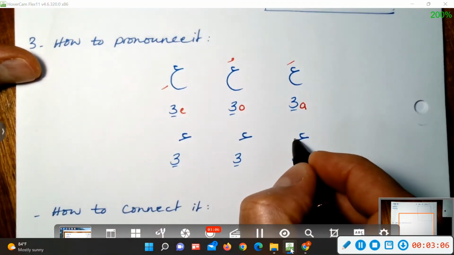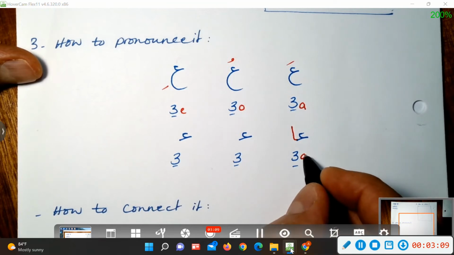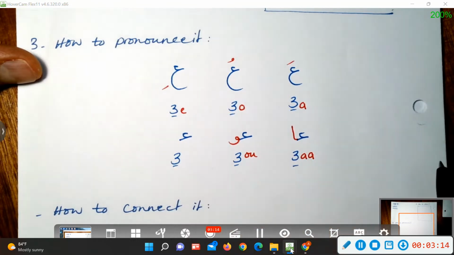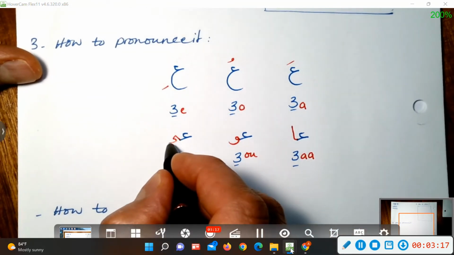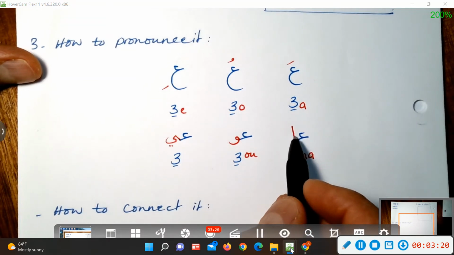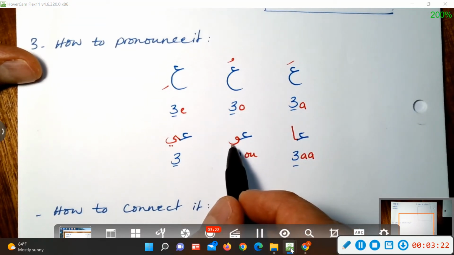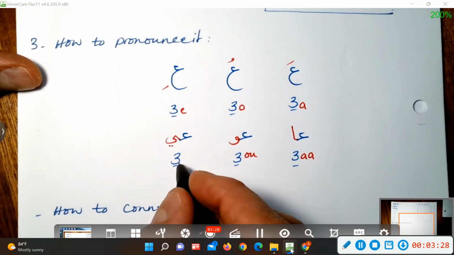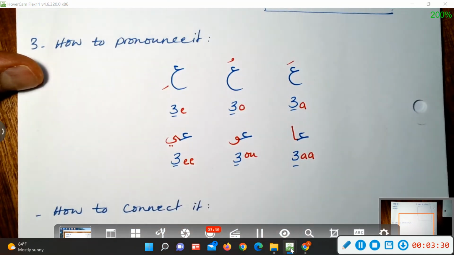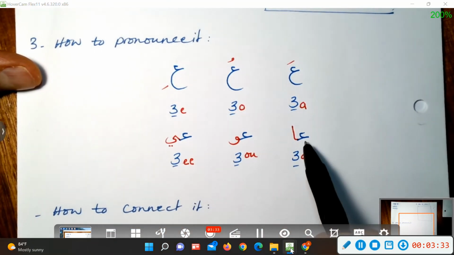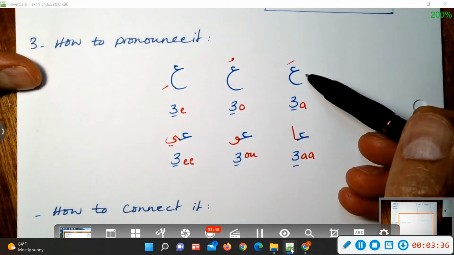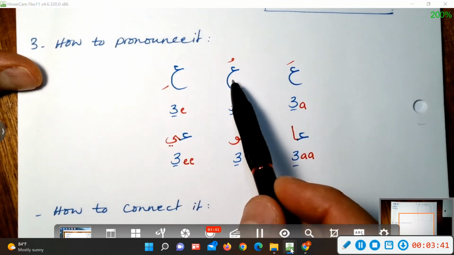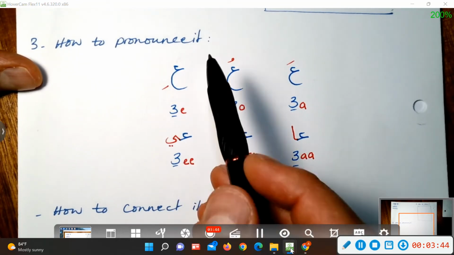Long vowel, a. Short vowel, عو. Sorry, long vowel, a. Another long vowel with waw, عو. And the third vowel with ya, عي. So, a. Cut it short, a. عو. Cut it short, عو. عي. Cut it short, عي.